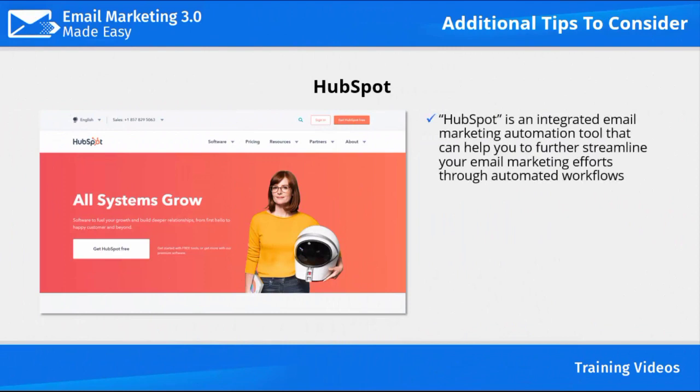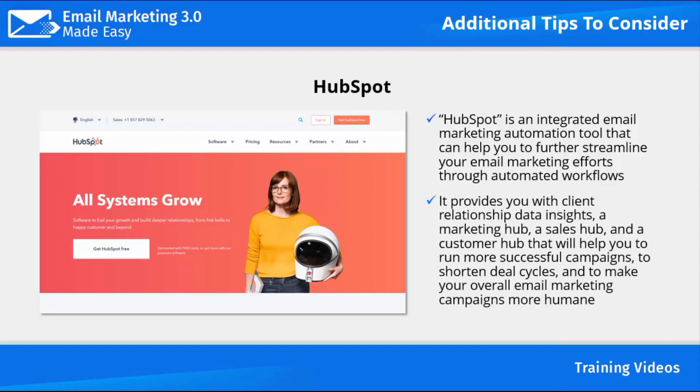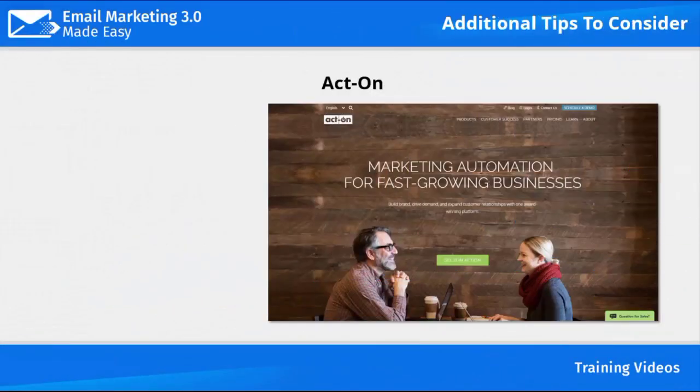HubSpot. HubSpot is an integrated email marketing automation tool that can help you to further streamline your email marketing efforts through automated workflows. It provides you with client relationship data insights, a marketing hub, a sales hub, and a customer hub that will help you to run more successful campaigns, to shorten deal cycles, and to make your overall email marketing campaigns more humane.